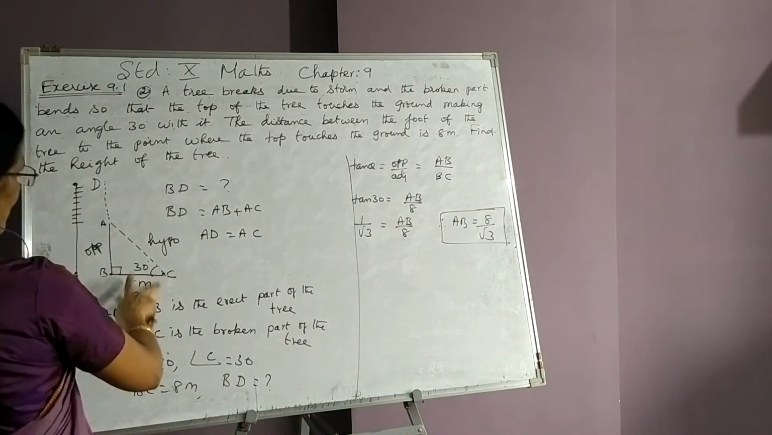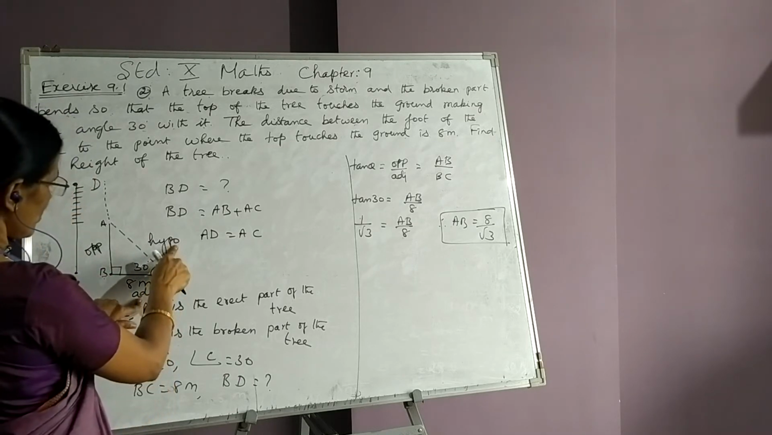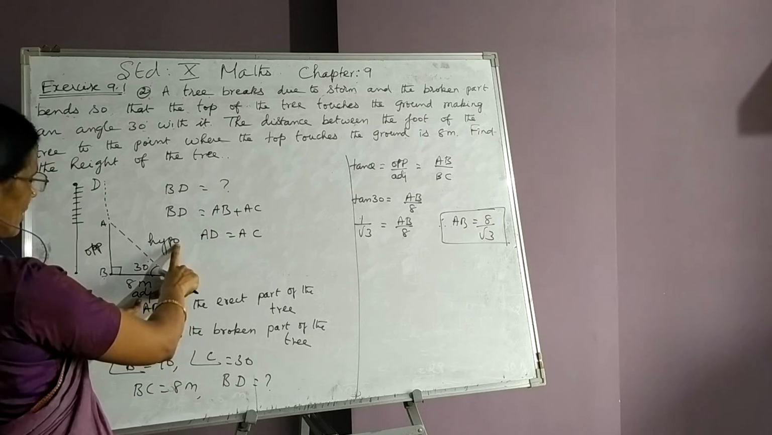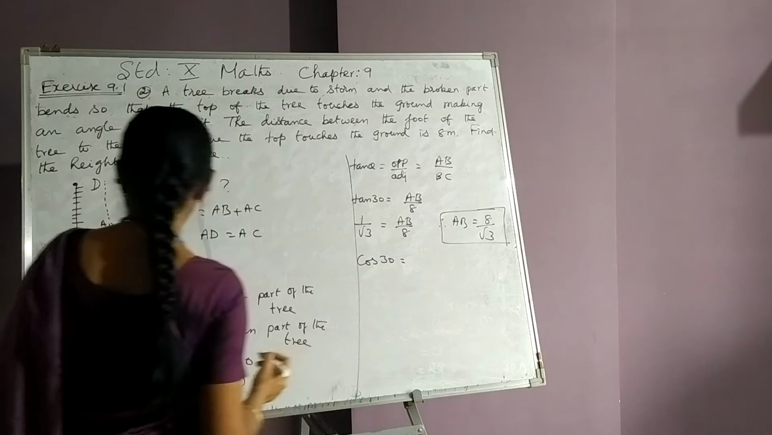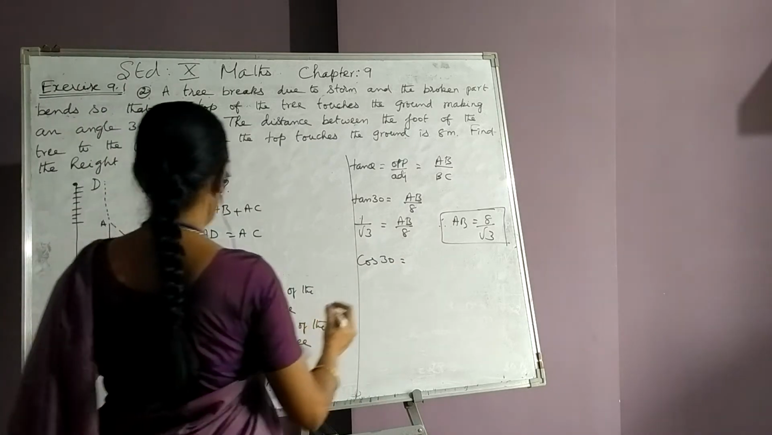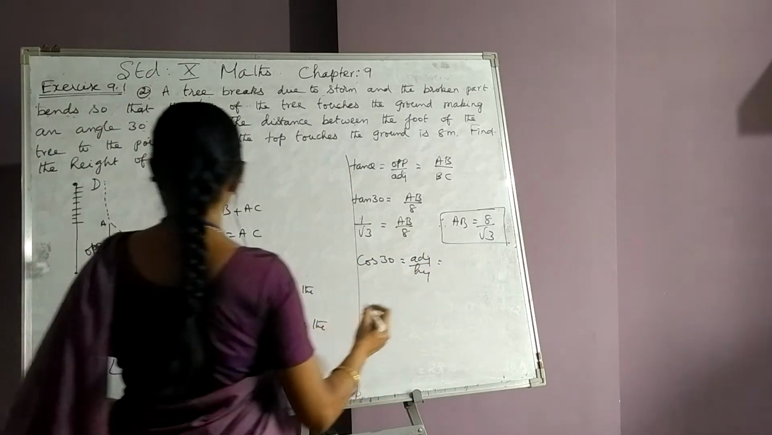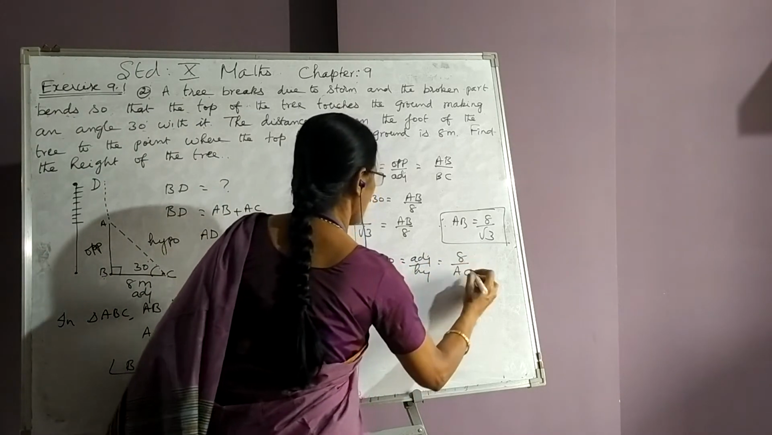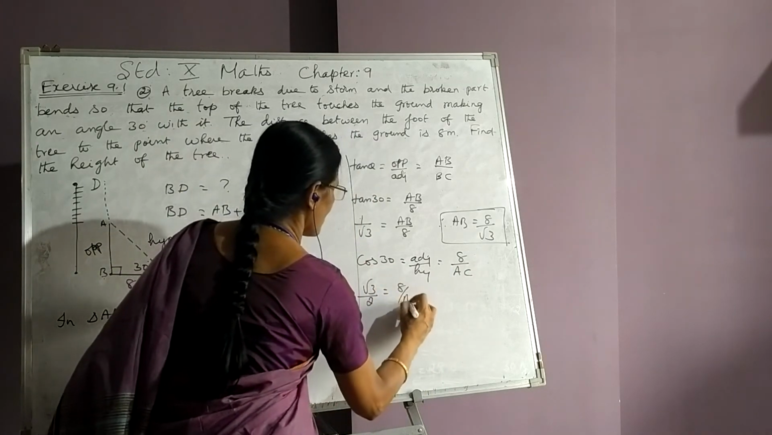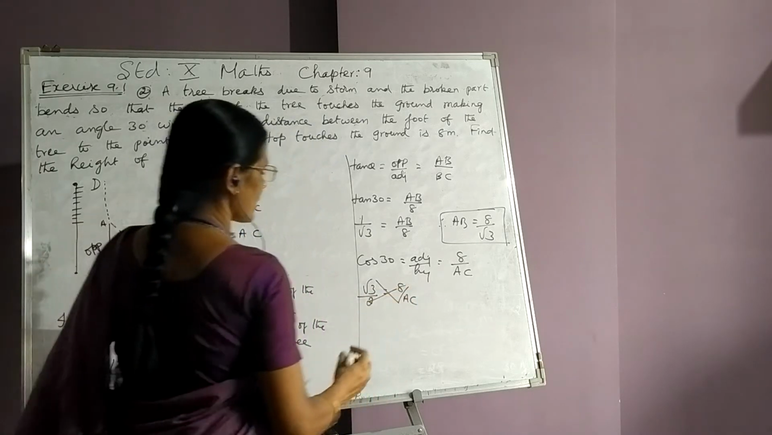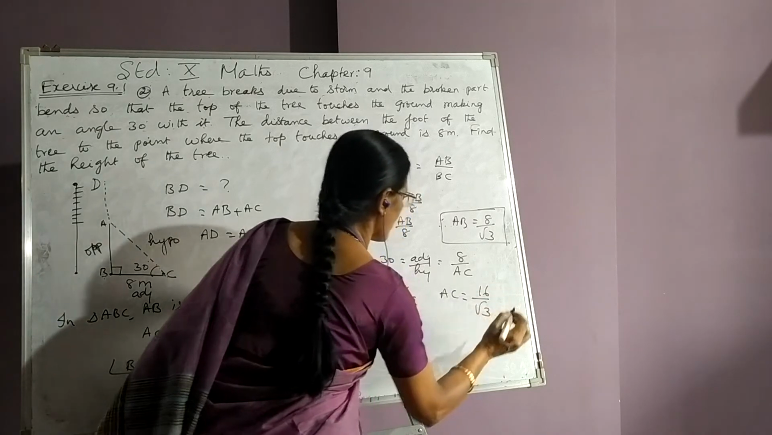Now, using this BC, we are going to find out AC, which is the hypotenuse. Adjacent is given. Hypotenuse we have to find out. Which ratio relates adjacent and hypotenuse? It is cos. Therefore, cos 30 is adjacent upon hypotenuse. Adjacent is 8 and hypotenuse is AC. Cos 30 value is root 3 upon 2, which is 8 upon AC. So cross multiply. AC is 8 2s are 16 upon root 3.